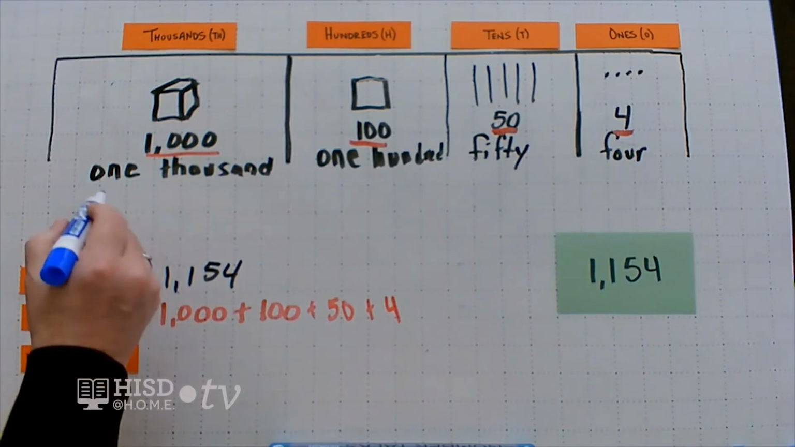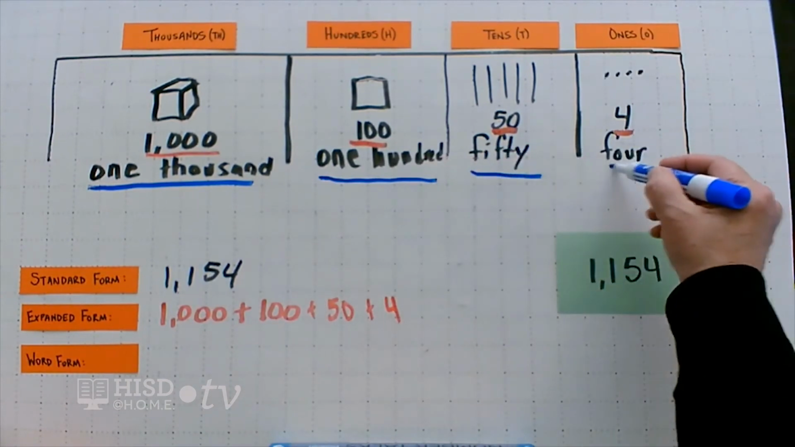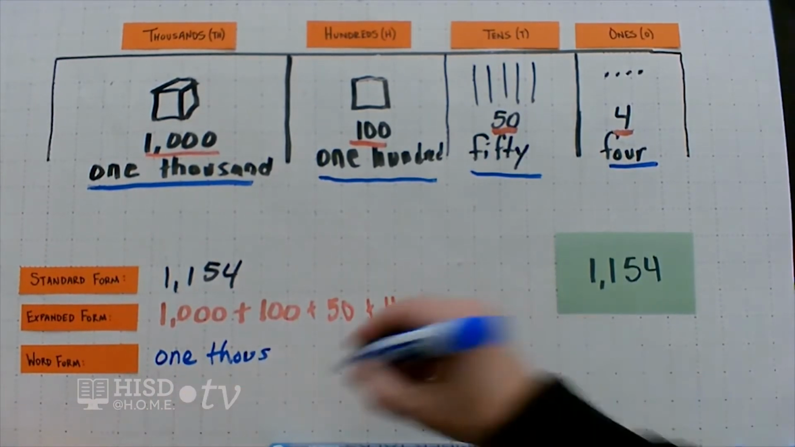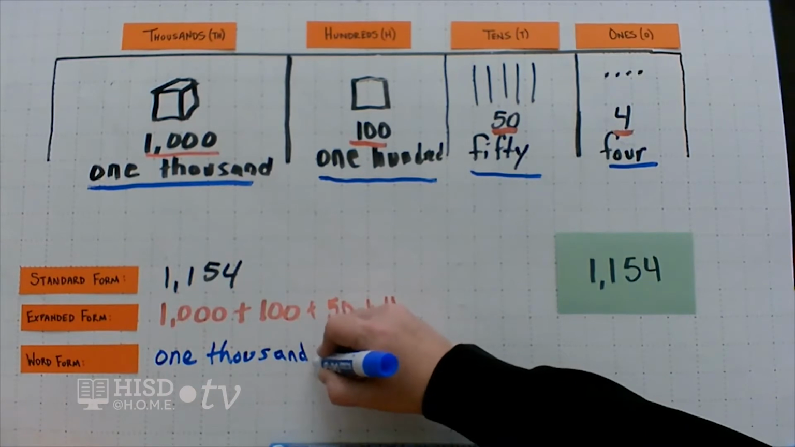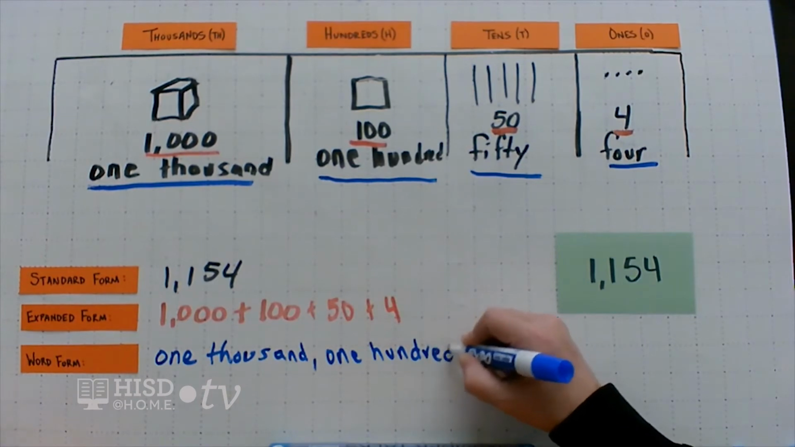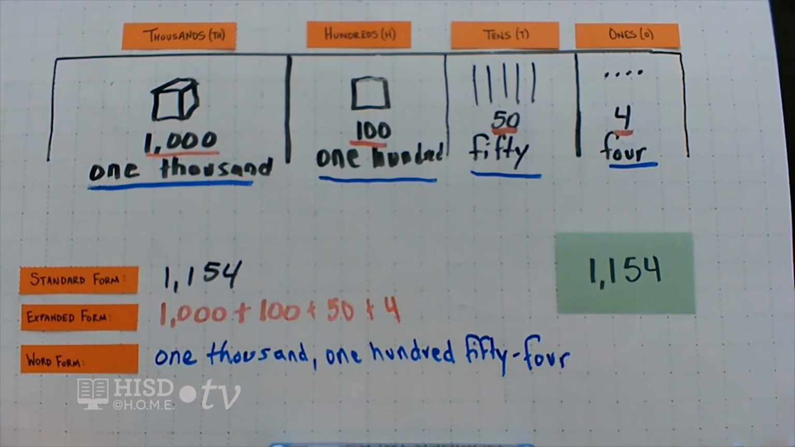We now will use the words that we wrote earlier to describe the value in the place value position. So we will start with 1,000, 100, 50, 4. So we've been able to represent this using our pictorial models, standard form, expanded form, and word form.